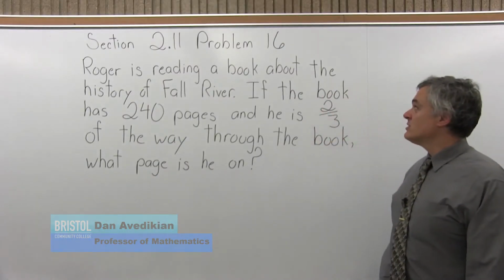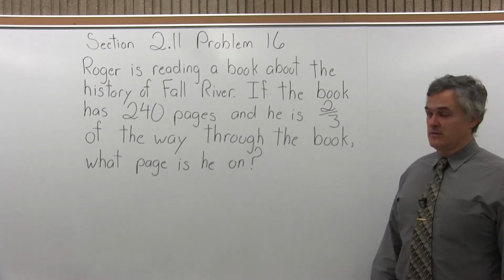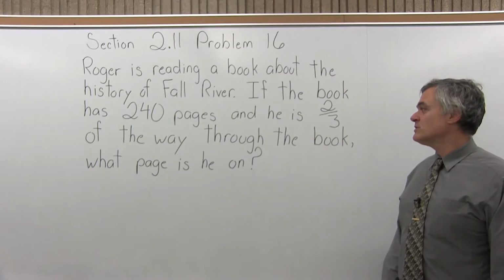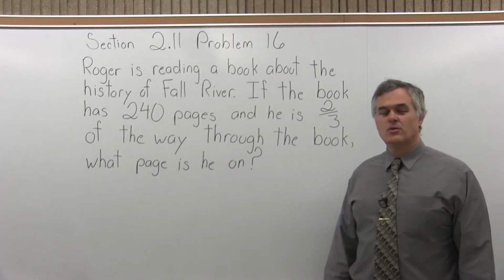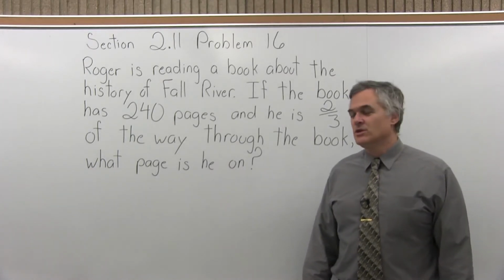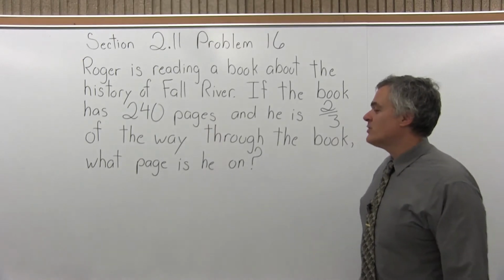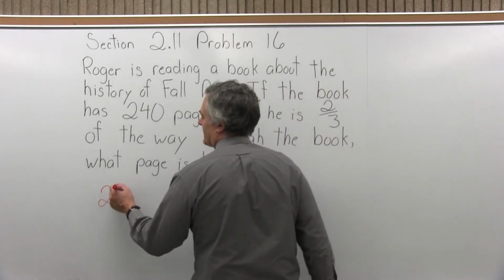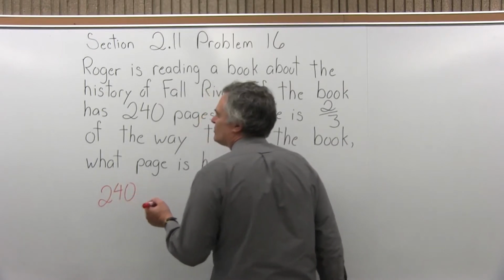It says, Roger is reading a book about the history of Fall River. If the book has 240 pages and he is 2/3 of the way through the book, what page is he on? So, there's 240 pages altogether, and he's 2/3 of the way done.